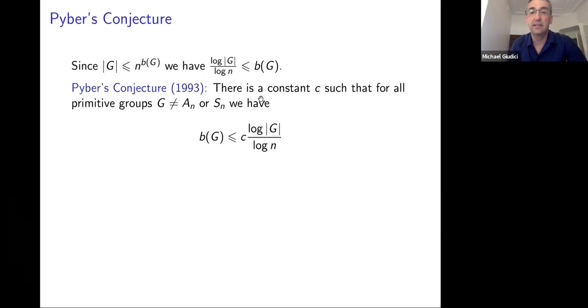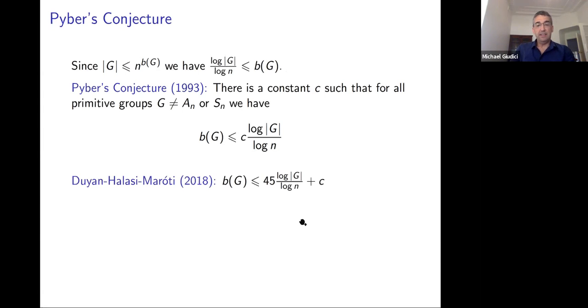Pyber conjectured that actually that should be roughly what the base size should be. Okay, he says that there's this constant C such that for all primitive groups other than A_n or S_n, your B of G is at most C times log order of G over log n. So you get this obvious lower bound, and he's essentially saying that really your base size is not that much bigger. It's only a constant larger. So that was Pyber's conjecture. This was made actually before Peter Cameron's conjecture in the almost simple case.